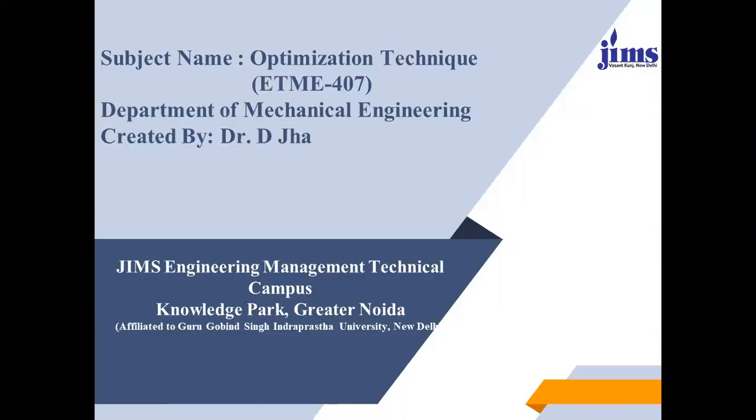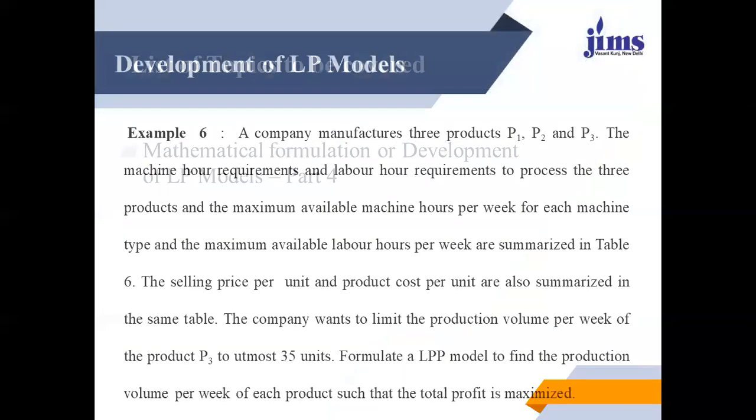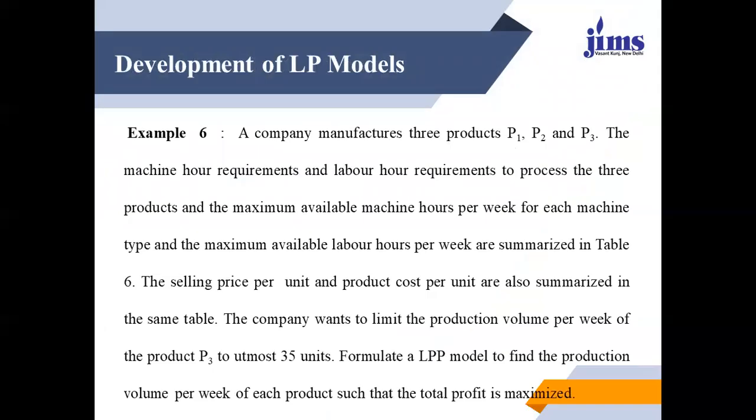And today, we are going to discuss some more problems of linear programming. This is why this is called part 4 of mathematical formulation or development of LP models. So let us consider a problem in which it is said that a company manufactured 3 products, P1, P2, and P3. These are the 3 kinds of products the company is manufacturing.